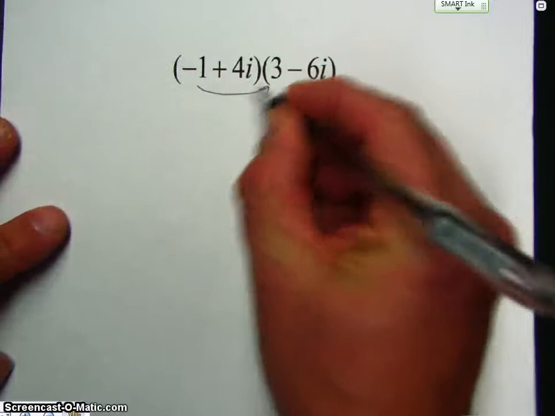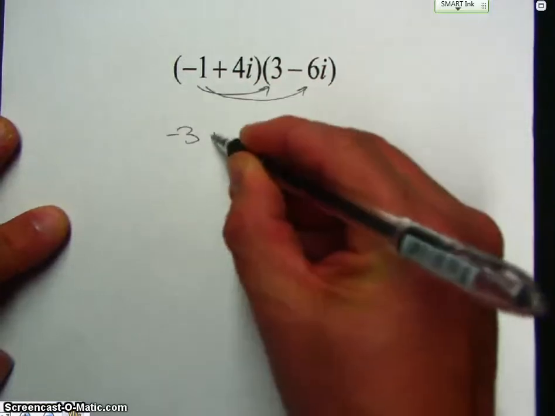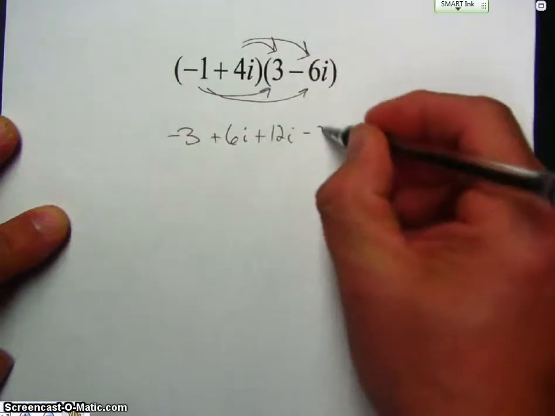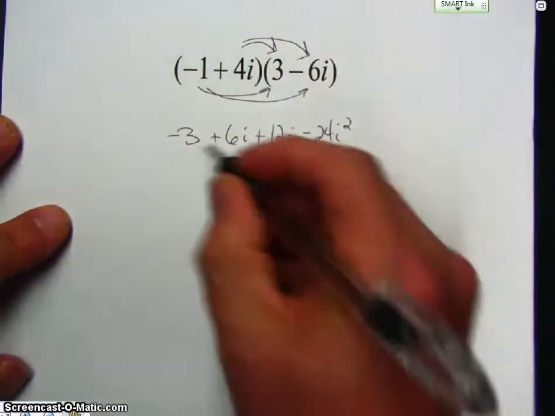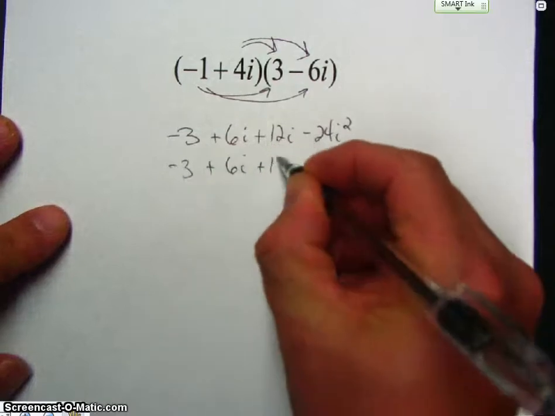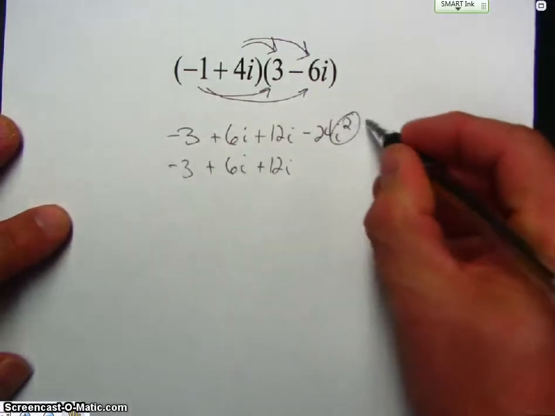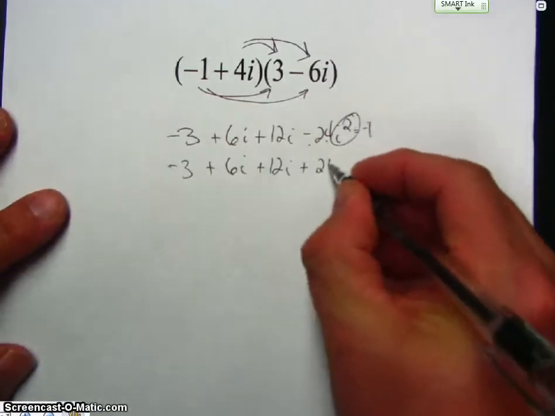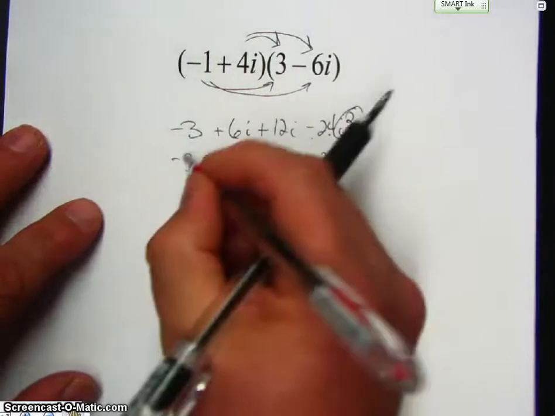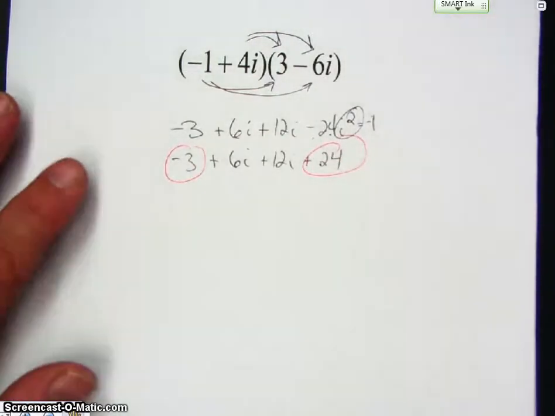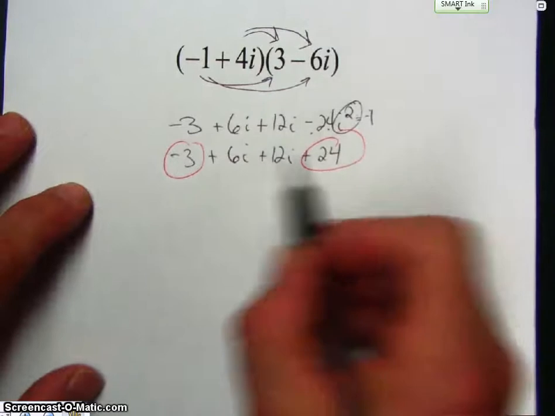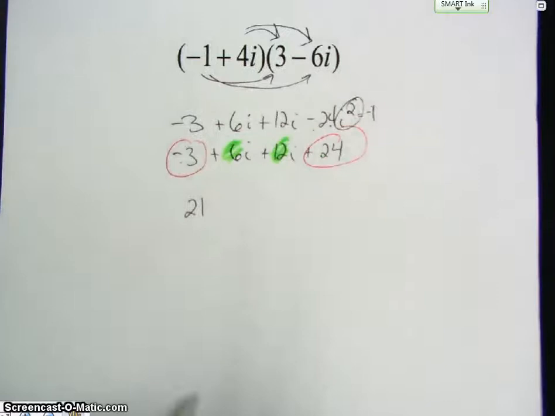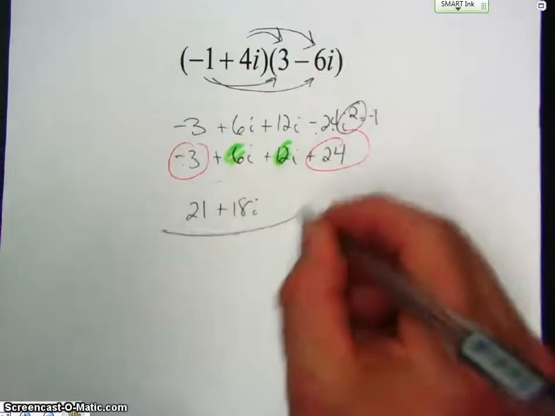All right, so we distribute, so it'll be -3, positive 6i, 12i, negative 24i squared. All right, so -3 plus 6i plus 12i. Remember, this right here becomes a -1. i squared is equal to -1. So -24 times -1 is positive 24. All right. These are the terms that do not have i, so you can combine like terms. So it'll be 24 minus 3 is a 21. There's a 6i and 12i, so that gives me positive 18i, and you're finished.